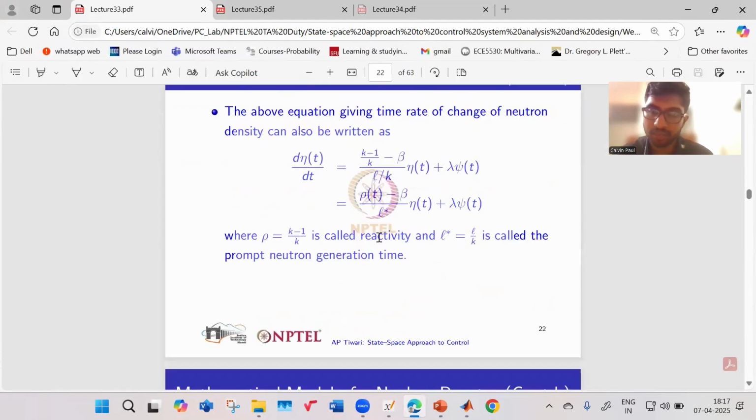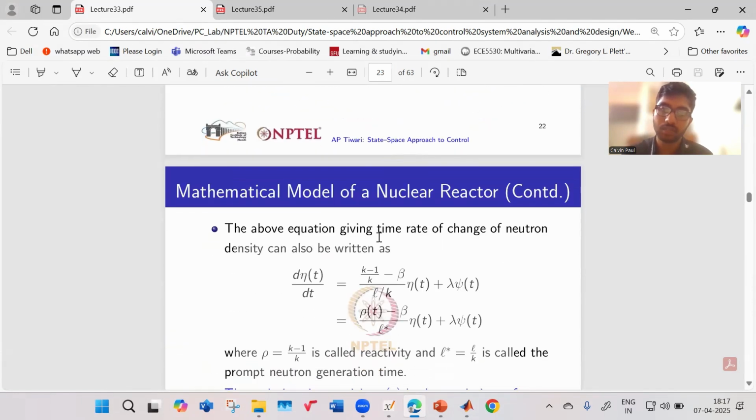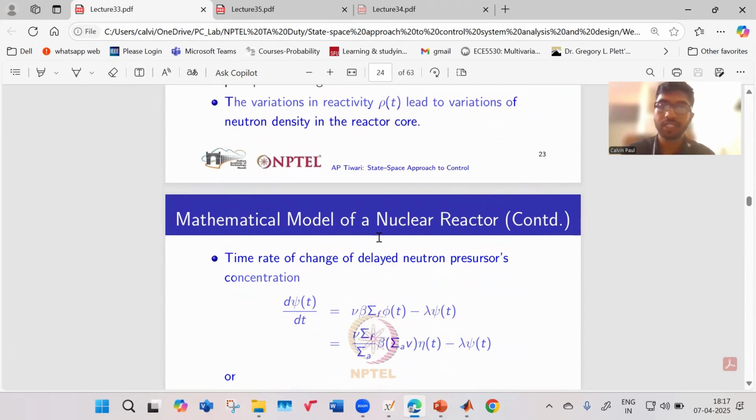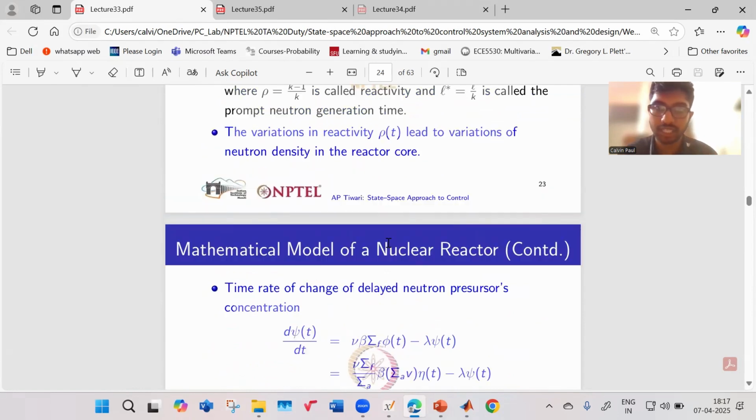So rho equal to k minus 1 is called the reactivity, and L star, L over k, is called the prompt neutron generation time. So these are certain constant values we have considered. Okay, variations in reactivity lead to variations in neutron density in the reactor core.